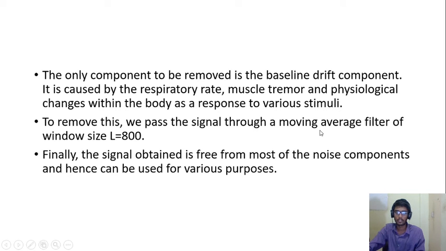So what is this baseline drift component? It is caused by the respiratory rate, muscle tremor, and physiological changes within the body as a response to various stimuli. This will be there because the sensors that we use are affected by these factors and we cannot stop these factors from happening. So this component always exists, and to remove this we simply use the moving average filter again, but this time we change the window size to L equals 800. The signal obtained now is free from the noise components and hence can be used for various purposes.